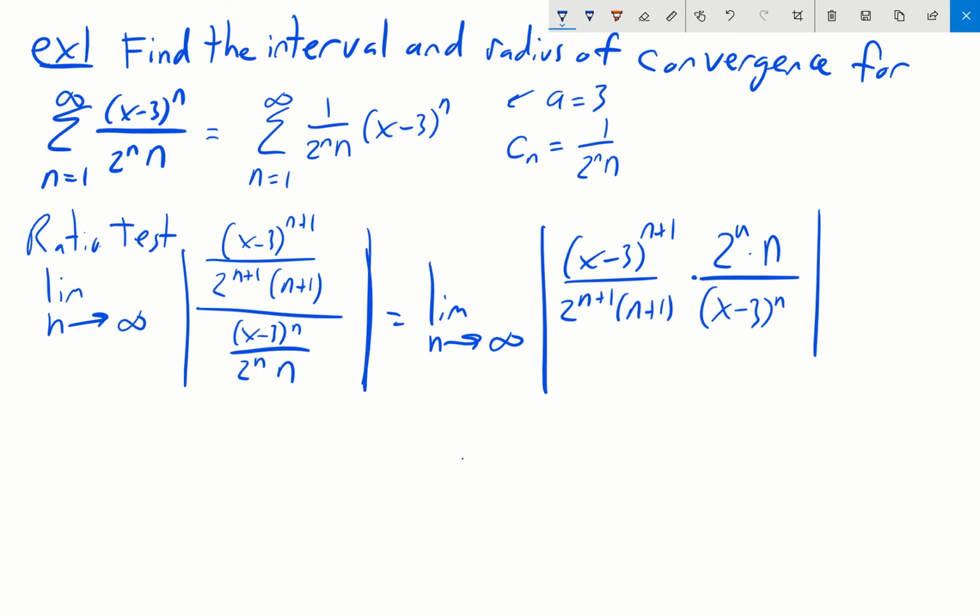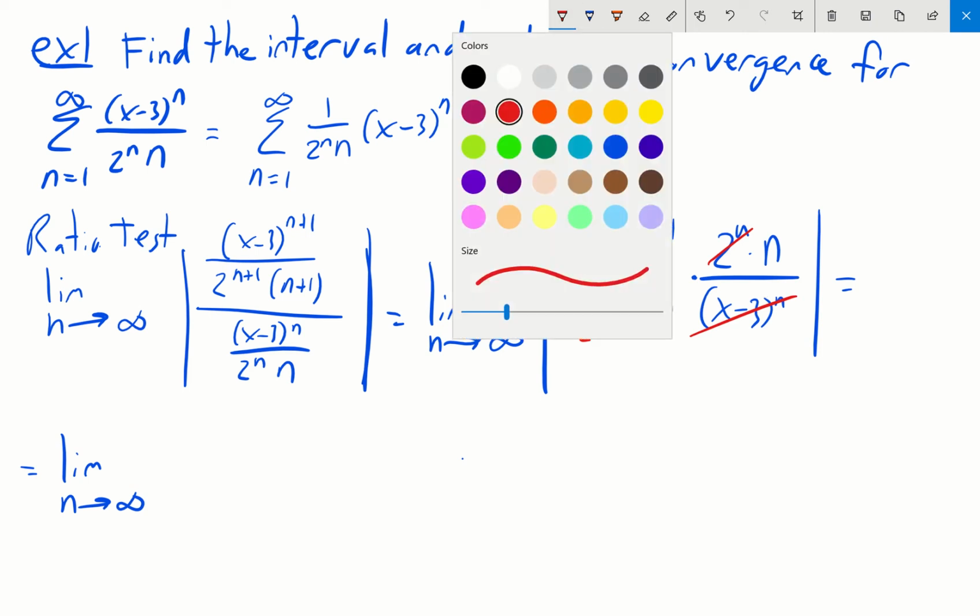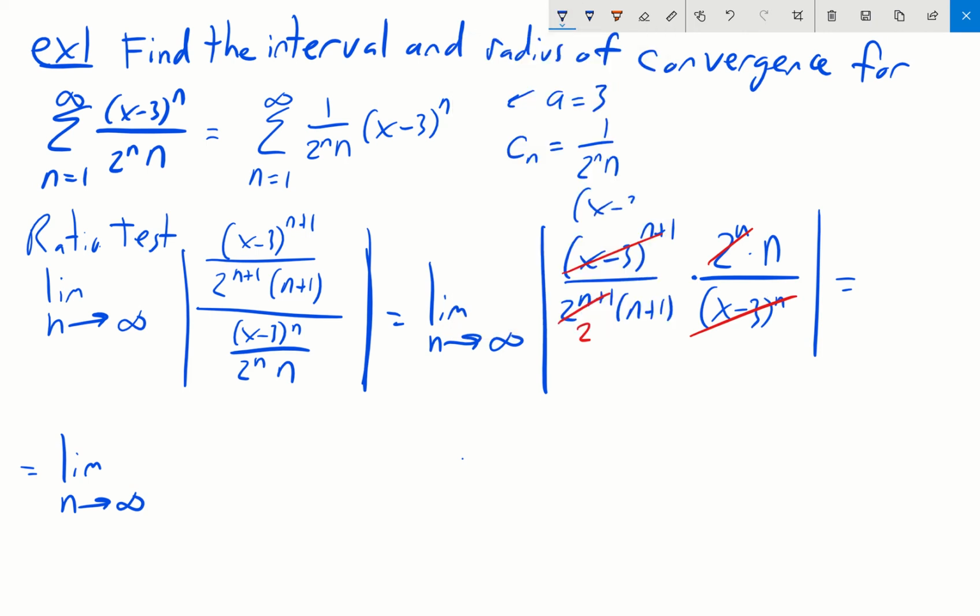Like this. This is equal to, let's simplify this, the limit as n approaches infinity. First of all, the 2 to the n, we can cancel with n powers of 2 down here, but we're still going to have a 2 in the denominator. We can cancel n powers of x minus 3 with n powers in the numerator, but we will still have an x minus 3 up top. And so we have the following. This is the absolute value of x minus 3 over 2 times n over n plus 1.